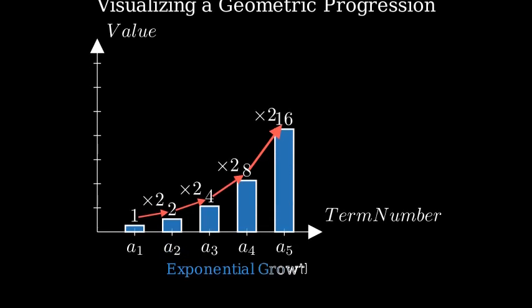If the common ratio is less than 1, the terms decrease, leading to a decay pattern, like in our earlier example with r equals 1/3.